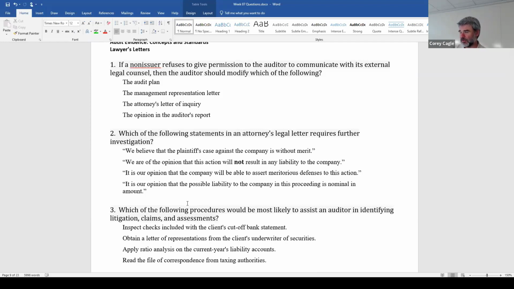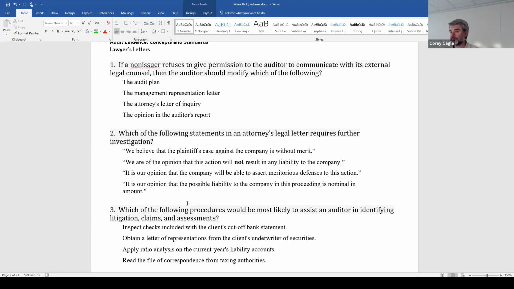So another way to say this is, which of these do we not like? Which do we have a problem with that we're going to have to get some clarification on? A says, the lawyer letter might say, we believe that the plaintiff's case against the company is without merit. That's pretty straightforward opinion by the lawyer that we're okay with, right? B says, we are of the opinion that this action will not result in any liability to the company. Yeah, that's a pretty strong statement, very clear, professional opinion.